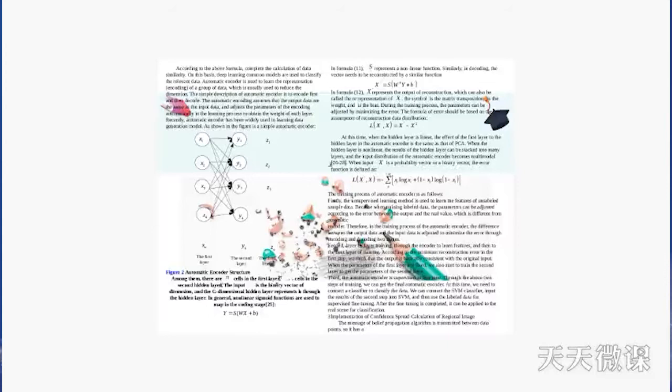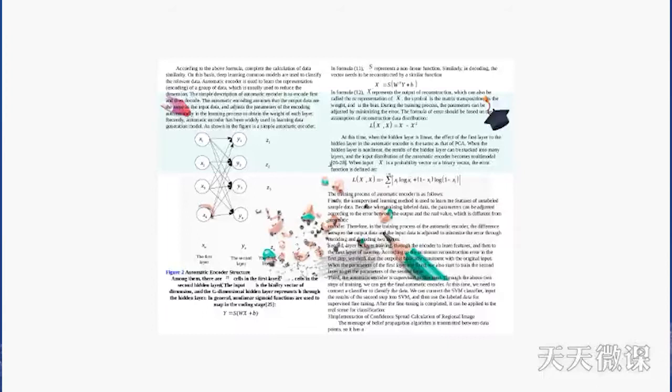The automatic encoding assumes that the output data are the same as the input data, and adjusts the parameters of the encoding automatically in the learning process to obtain the weight of each layer. Recently, automatic encoder has been widely used in learning data generation model. As shown in figure 2 is a simple automatic encoder.